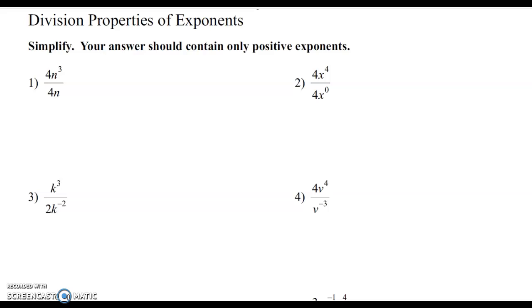We'll be doing our last two exponent rules today here, the division properties of exponents. This is chapter 7, day 4. So the last two we need to look at are the ones that are about dividing, the quotient rule.